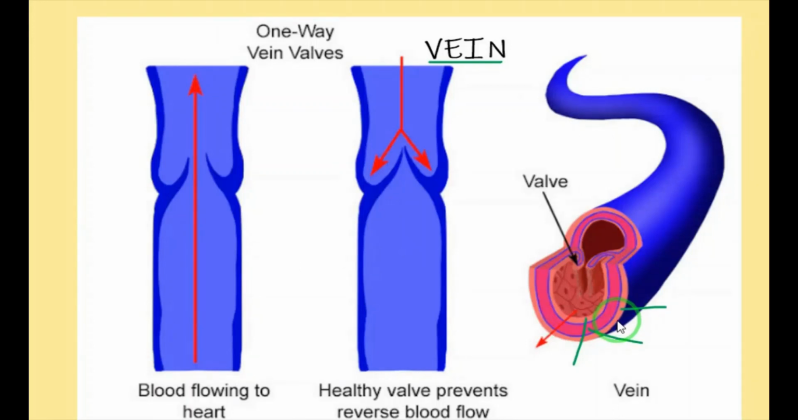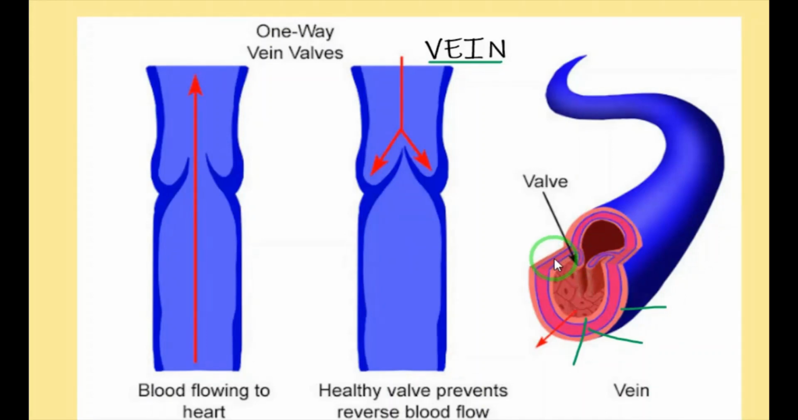Then what's the function of this vein? The vein transports blood to the heart from different organs. Okay, transports blood to the heart from the different organs. But in the artery, it's just the opposite.